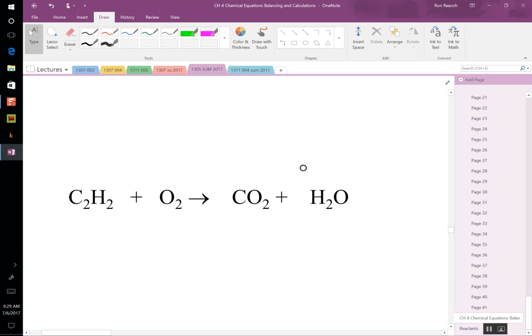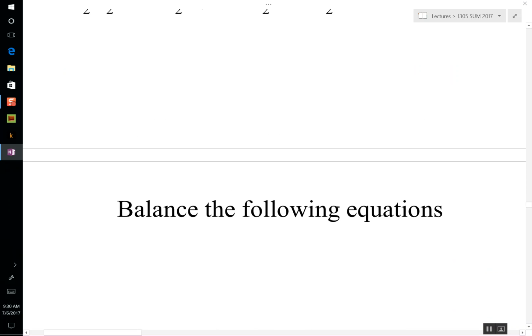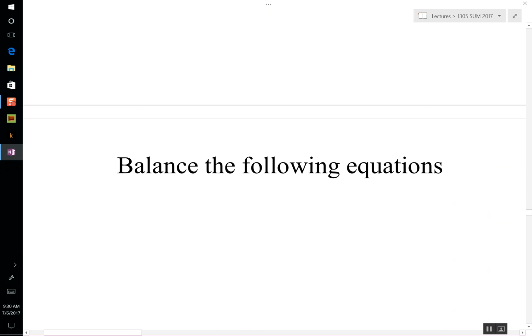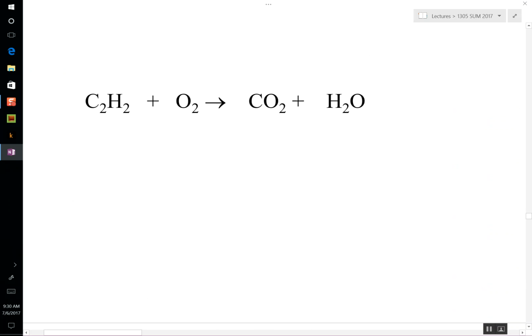Here's acetylene. This is the reaction in the acetylene torch. C2H2 is acetylene, and with pure oxygen, you get a really, really hot flame. This is what they use to cut through steel with an acetylene torch. There's another one, that's butane. Well, we did that one. Acetylene again, okay.